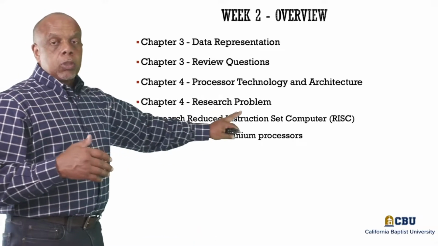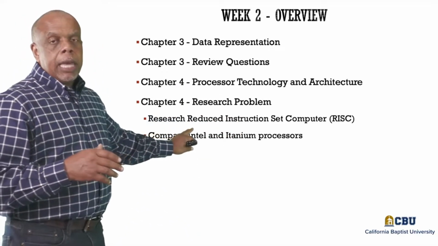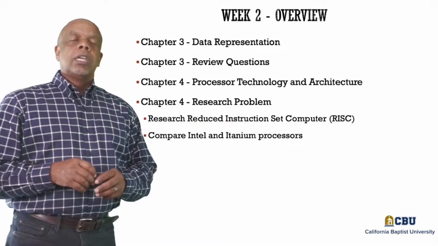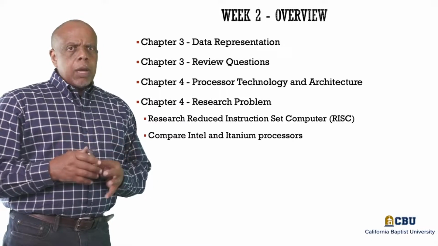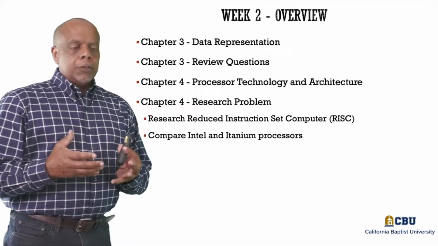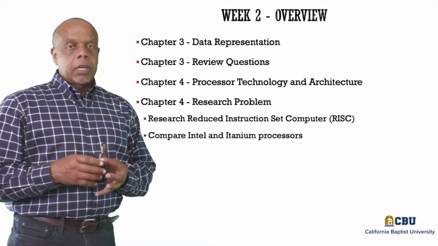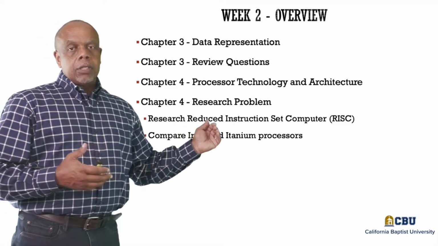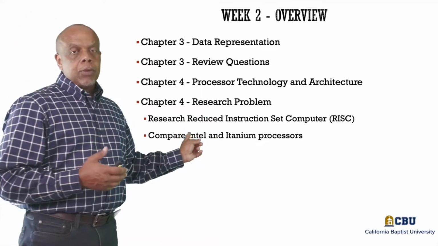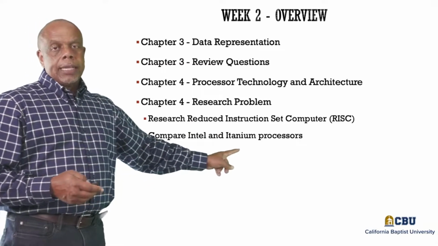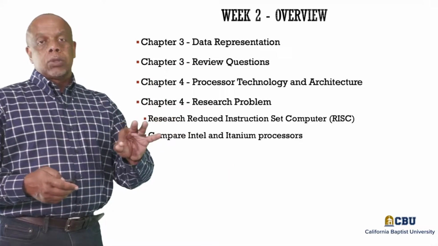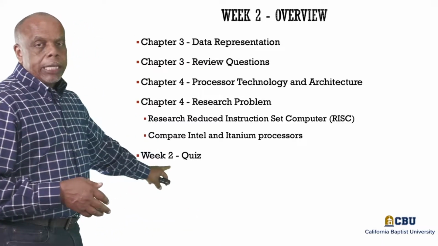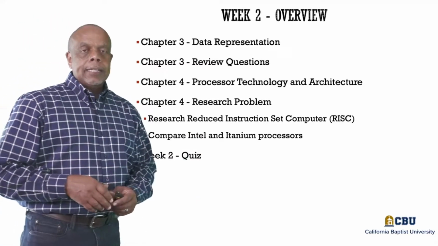And then there is the research problem. What you're going to be doing for your research problem this week is looking at RISC. What is RISC? Reduced instruction set computers. Really, there are two major types of computing architectures at the CPU level for how it deals with the code instruction: complex instruction set and reduced instruction set. You're going to compare the Intel and the Itanium processors, looking at the contrast and compare of those. And of course, there is the week 2 quiz to be aware of.